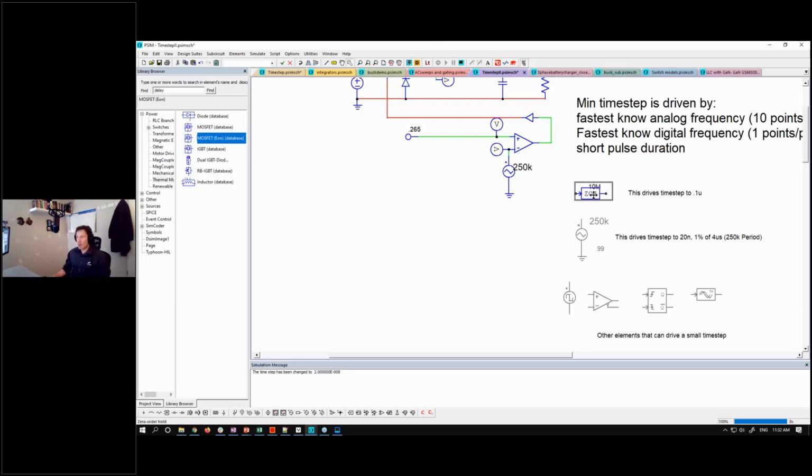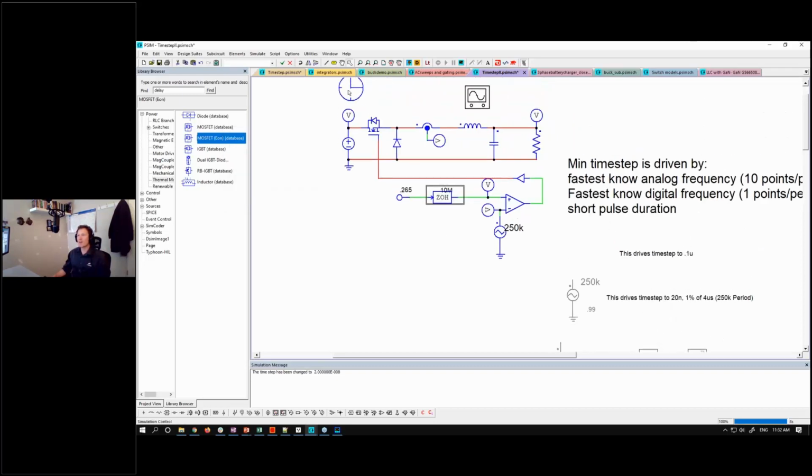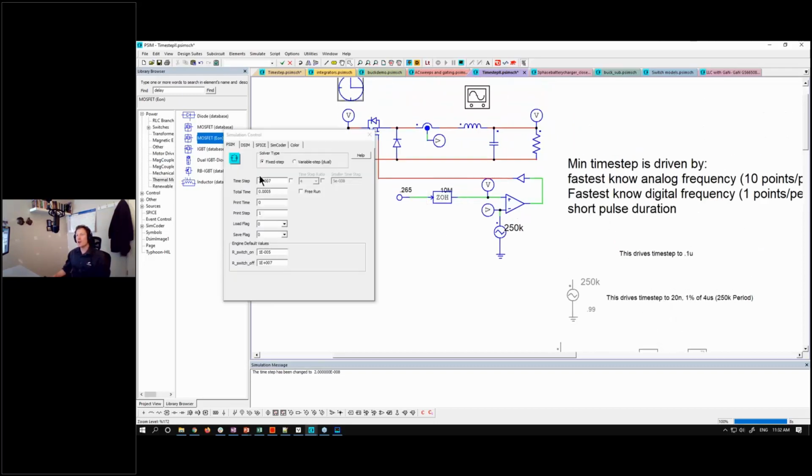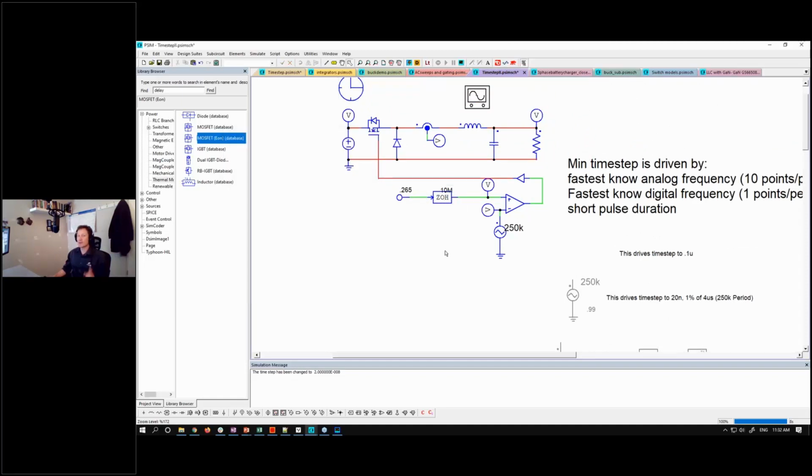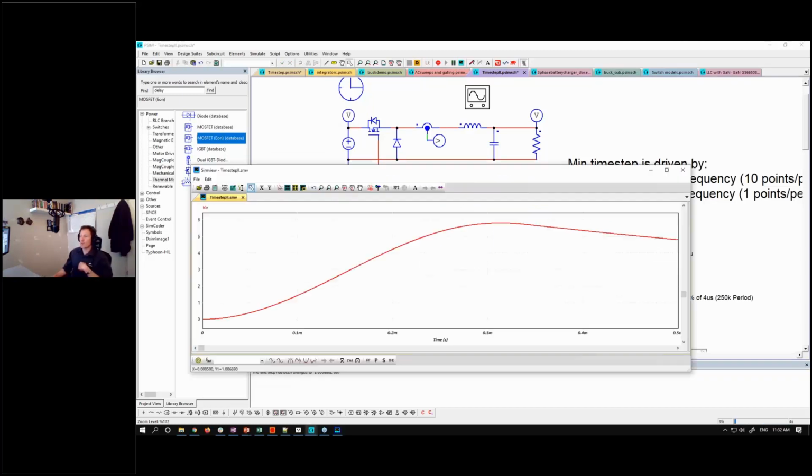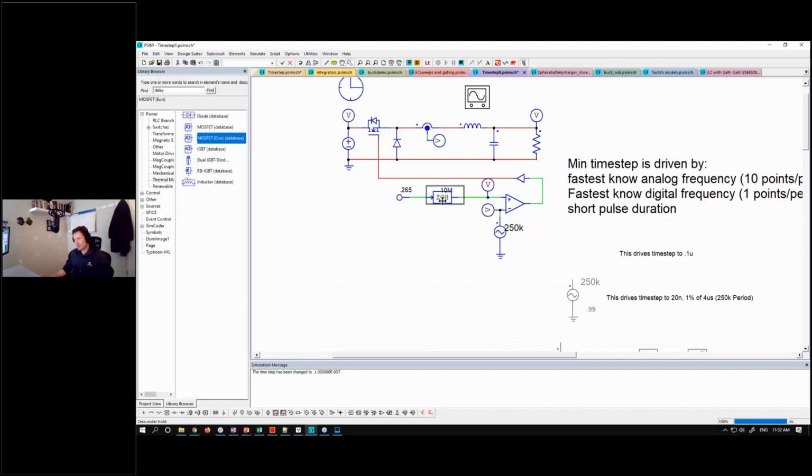So now with a digital source in here, at 10 megahertz, the period of that is going to drive our time step now. We're at 0.2, so 200 nanoseconds. This is going to drive our time step because we need 1 point there down to 100 nanoseconds. So these little warning messages will pop up and say you need to change these things. So we'll come back over here.